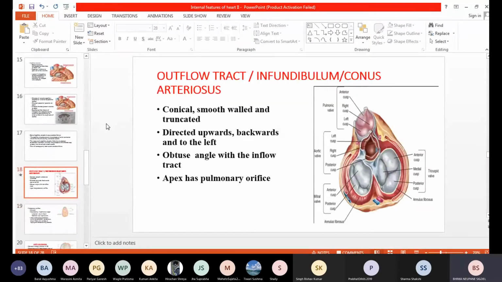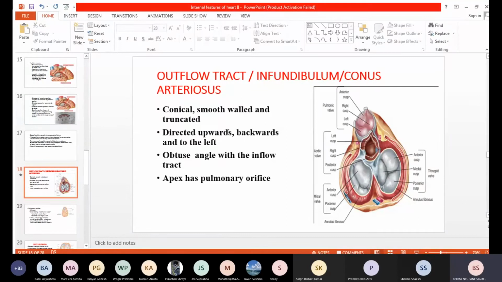So now moving towards the outflow tract, or the infundibulum, or the conus arteriosus. You have to remember that the infundibulum, the outflow tract, is known as the outlet or the gate type only. The infundibulum is conical, smooth-walled and truncated, and its direction is now upward.